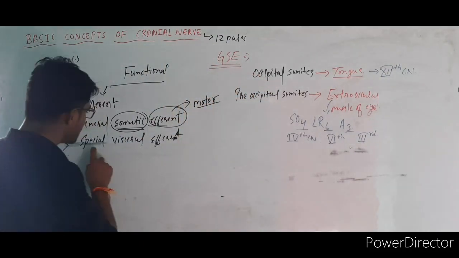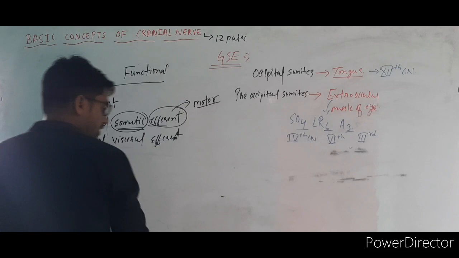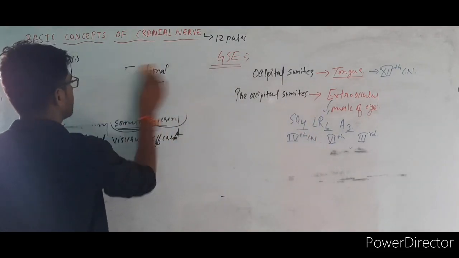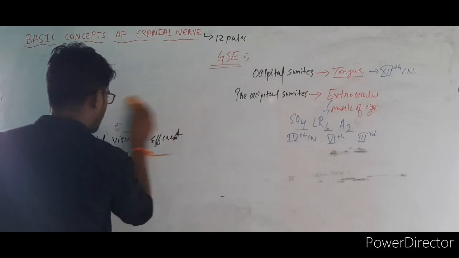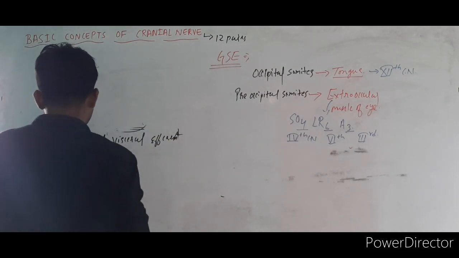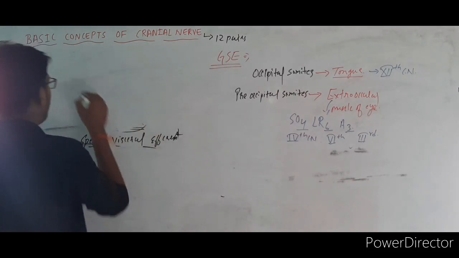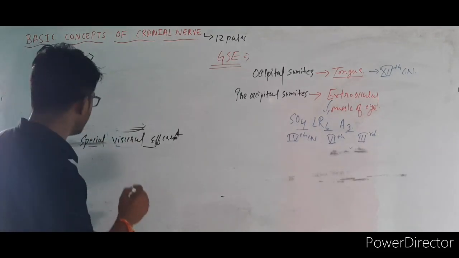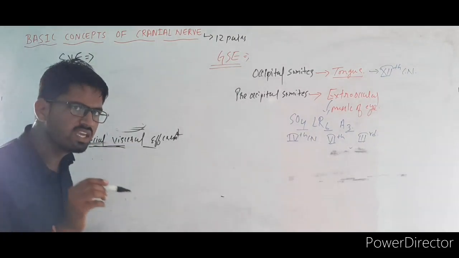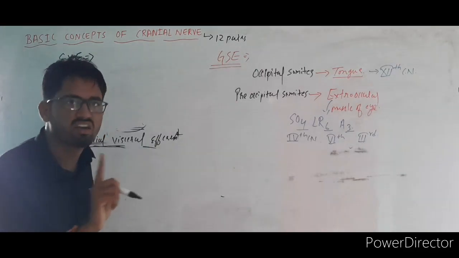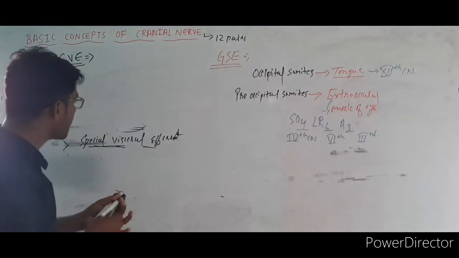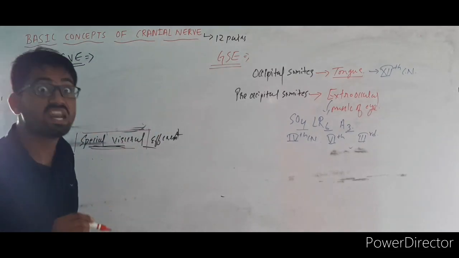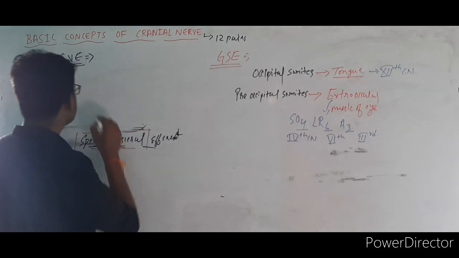Okay. Now, second thing, the special visceral efferent fibers. I want to write it here. So we are talking about special visceral efferent fibers, SVE. What is the concept of this? See, special visceral. The moment you think special visceral efferent, not afferent, efferent, right? What should come to your mind? Special visceral efferent means pharyngeal arch. Yes, it means pharyngeal arch.